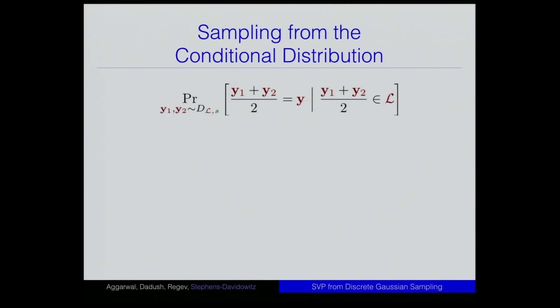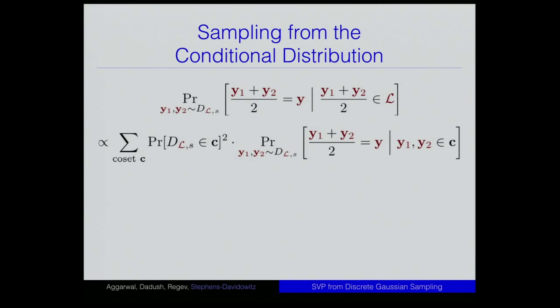So let's write down the probability that the average of 2 lattice vectors equals some value conditioned on them landing in the lattice. This lands in the lattice exactly when they're in the same coset, mod 2L. So the probability that y1 is in a given coset is going to be proportional to the weight of the coset squared. It's essentially collision. So this is the sum over cosets of the probability that a discrete Gaussian vector lands in the coset squared times the discrete Gaussian over the coset. But the important thing to note is that this weight of the cosets is squared here.